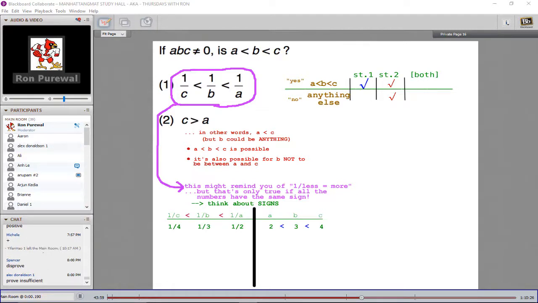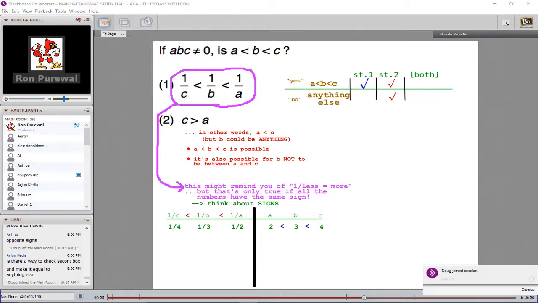What are we specifically trying to do? Remember, don't use words like disprove and prove insufficient. Those are not goals. We need to get A, B, and C in an order that is not A less than B less than C. I mean, we need to get them out of this order, is the point. And one very easy way to do that is just to make one of them negative.